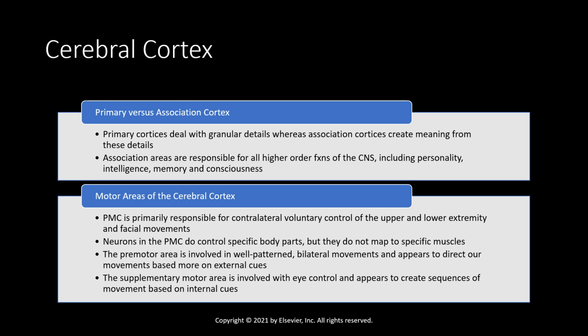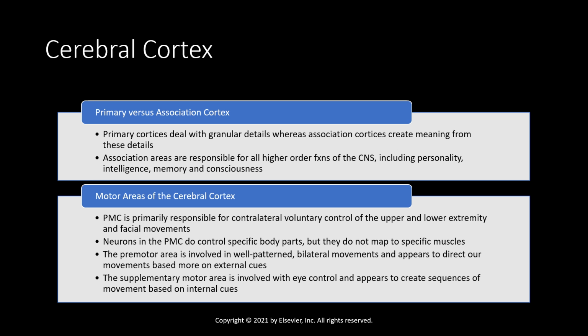Association areas are responsible for all higher order functions of the central nervous system, including personality, intelligence, memory, and consciousness. Motor areas of the cerebral cortex. So the primary motor cortex is primarily responsible for contralateral voluntary control of the upper and lower extremity and facial movements. So it's important to remember that the left primary motor cortex controls the right side of my body. The right primary motor cortex controls the left side of my body.